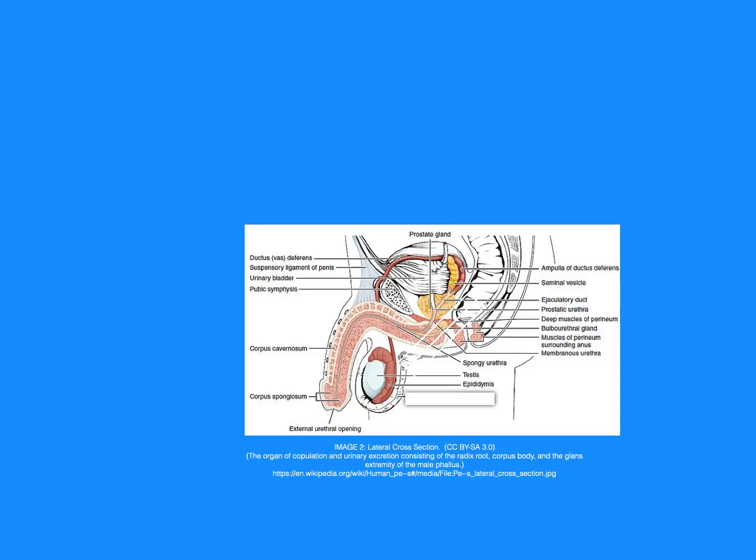The urethra is also referred to as the spongy urethra. The urinary meatus is the external urethral opening to the outside of the body. Buck's fascia is a deep fascia layer covering the corpora in distinct fascial compartments of the phallus. Image 2. Lateral cross-section. The organ of copulation and urinary excretion consisting of the radix root, corpus body, and the glans extremity of the male phallus.